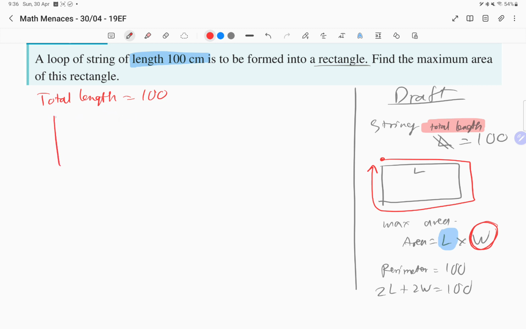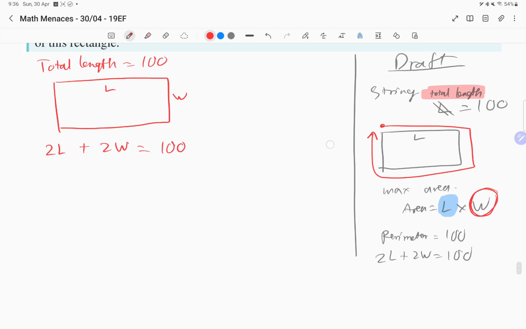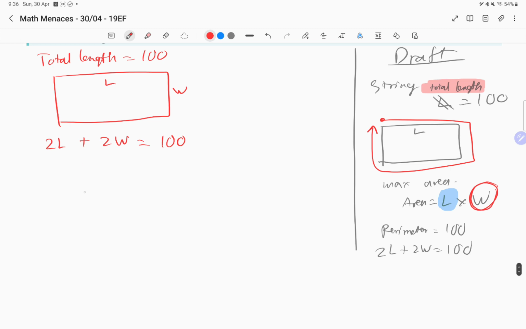Actually, I'll redraw the rectangle here, length and width, right? So then I've got 2 times length plus 2 times width equals 100. This is the time to write neatly and make everything make sense. And then I would divide everything by 2. So then I get length plus width equals 50. And I know what my plan is.